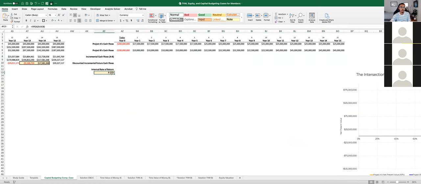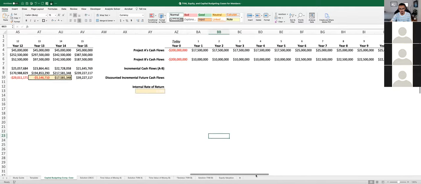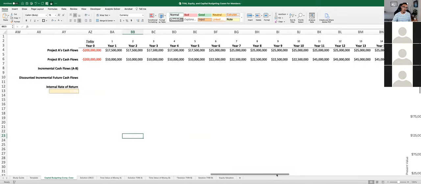What I'd like you to do is we could actually do something together. We could look at our incremental cash flows. We could look at, well, what if we want to know when is project A better than project B? And when is project B better than project A?